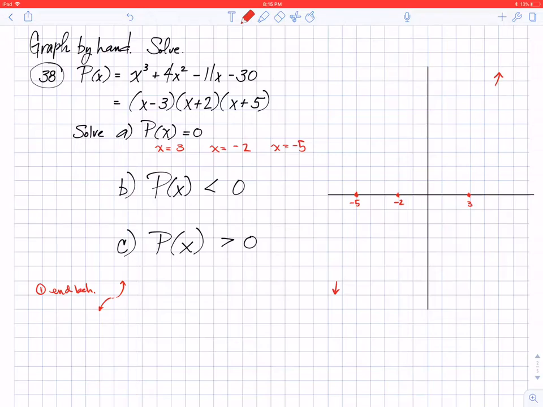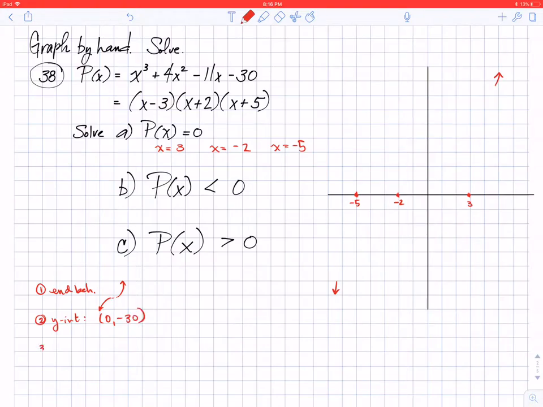The second thing that you might want to consider for graphing by hand is where the y-intercept is. Remember, y-intercept is found when you plug in 0 for x and then you solve. So if I plug in 0 for all of my x's and solve, I'm going to get a y-intercept at the coordinate (0, -30).